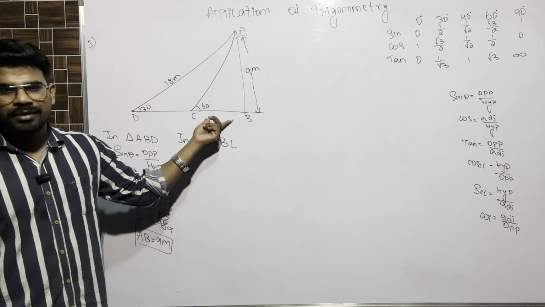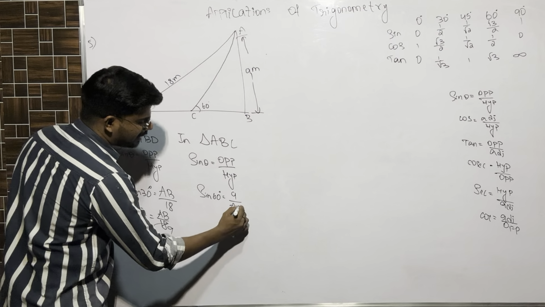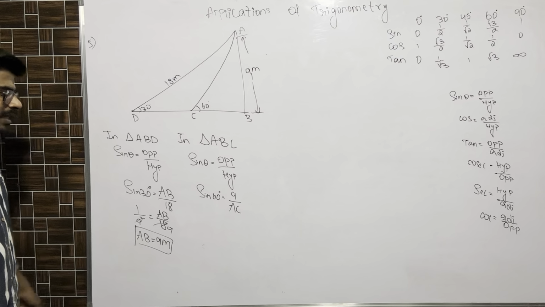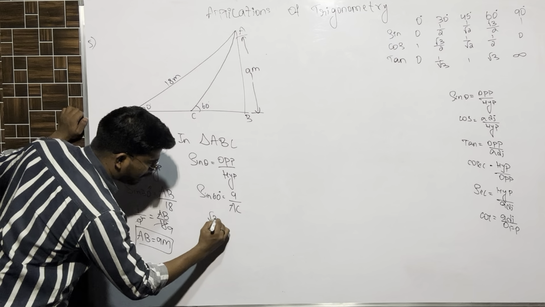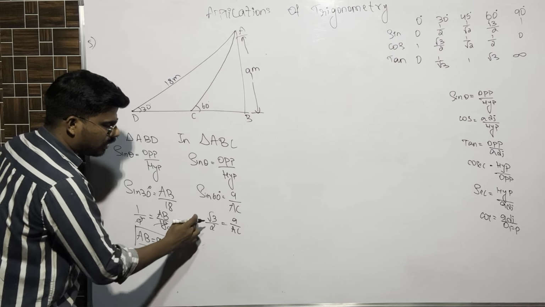So, sin theta, AB opposite, AC hypotenuse. Sin theta is equal to opposite by hypotenuse. What is theta? 60. Sin 60 is equal to opposite 9 by hypotenuse AC. That is what we are finding. Sin 60 is root 3 by 2. Root 3 by 2 is equal to 9 by AC.